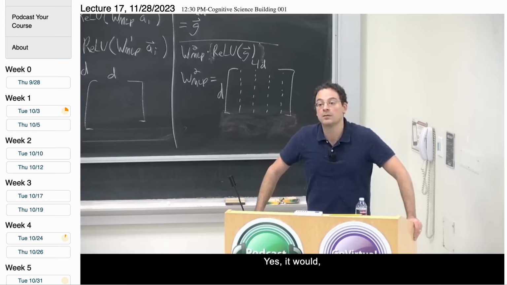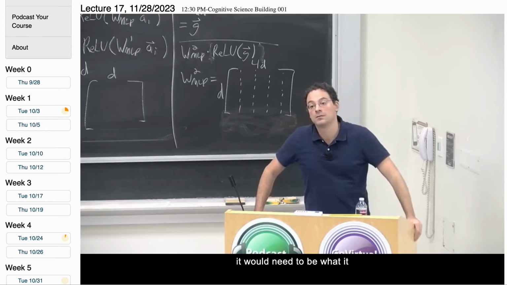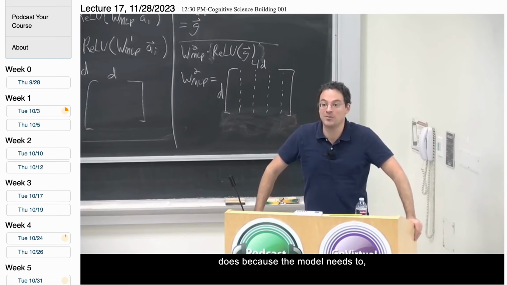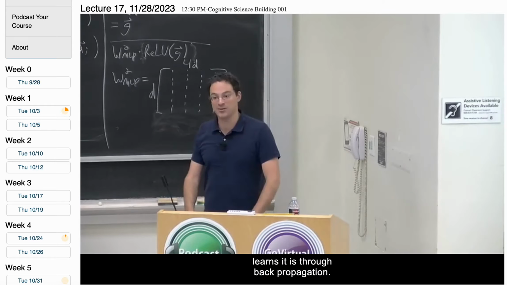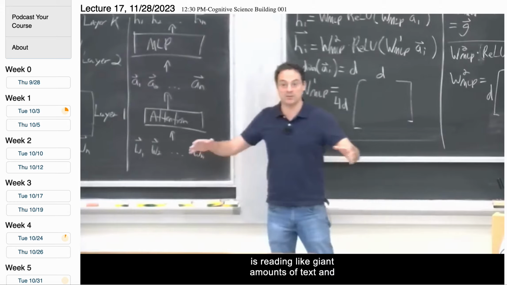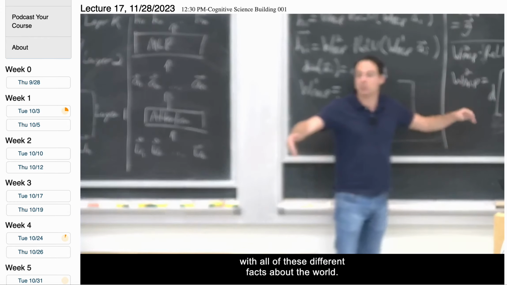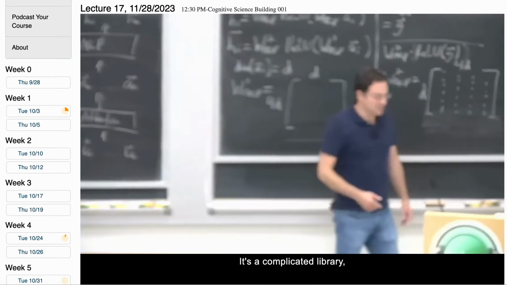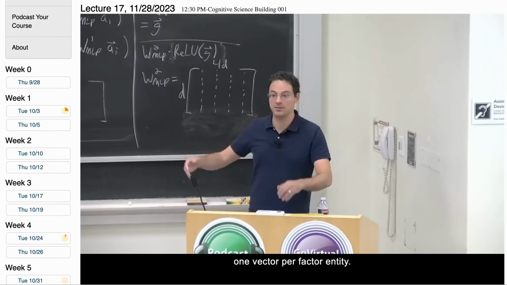Oh, but it does, because the model needs to learn all of this. The model doesn't come equipped with this world knowledge. It needs to learn it, and the way that it learns it is through backpropagation. When the model is reading through giant amounts of text and trying to predict the next word, what it's actually doing is populating these enormous weight matrices with all of these different facts about the world. It's a complicated library. It's a database.